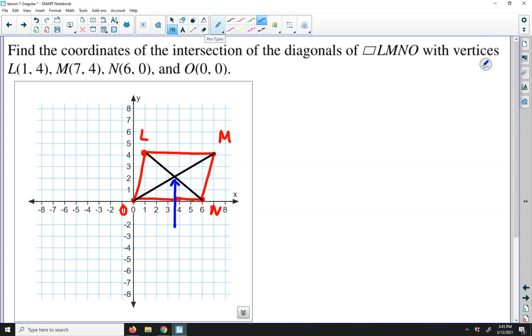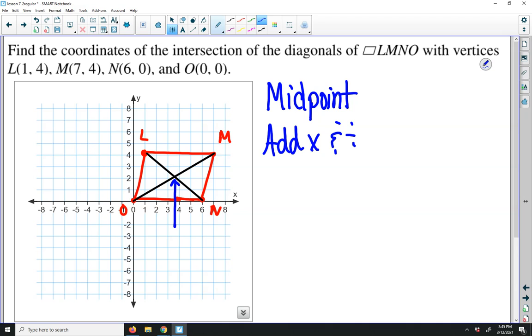This one is located kind of in between the grid lines, so this is not one that I think you can name just looking at the graph. You could probably make a guess for your x coordinate and a guess for your y coordinate, but what we want to know is exactly where they intersect. So you are going to want to find the midpoint, because the diagonals bisect each other, which means that has to be happening at the midpoint. To find the midpoint, if you remember, you add your x coordinates together and divide by 2. And then you do the same thing for your y coordinates.